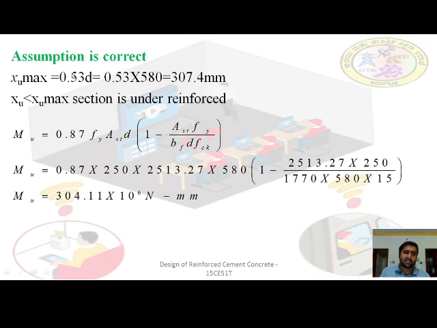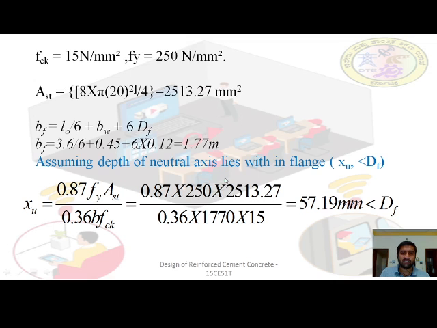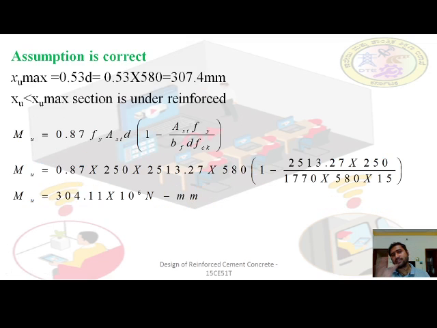So the assumption is correct. So we calculate the XU max. Since it is a 250 grade steel, XU max is 0.53 times the D. You have seen this in the theory. So 0.53 into the depth, which is 580 mm. If you multiply these two, we will get 307.4 mm. So since XU is less than XU max, the section is under reinforced.